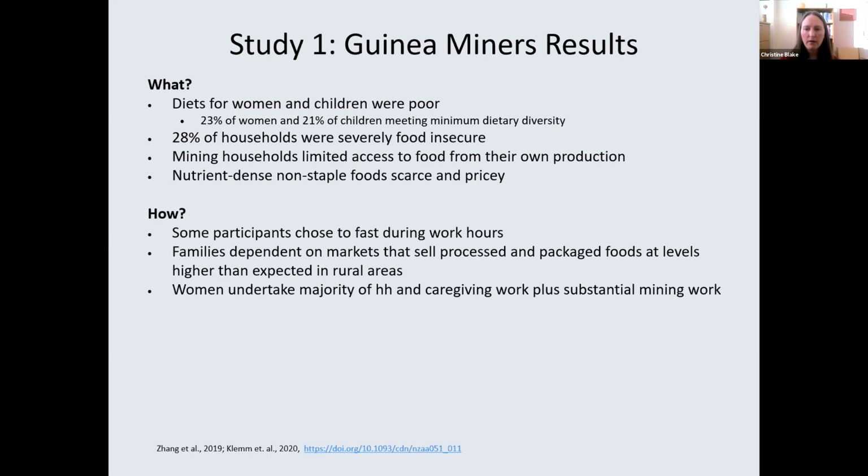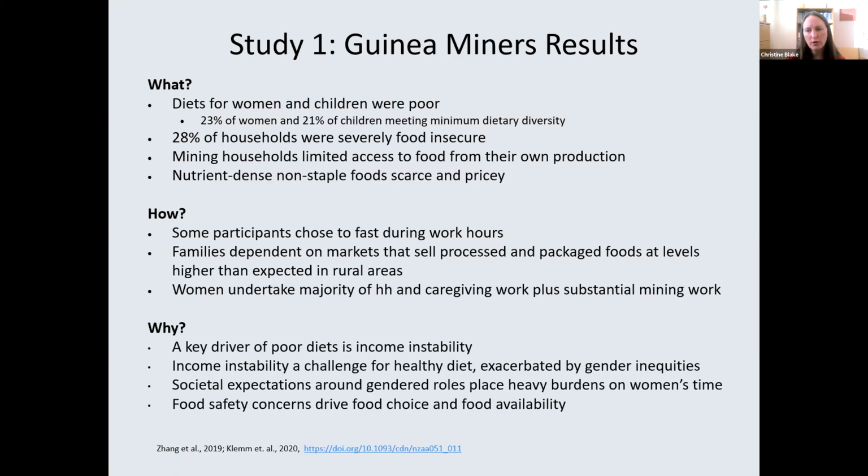And so to gain even more useful guidance for program and policy action, the research design allowed them to address why their participants make these decisions. And they learned that a key driver of poor diets was income instability, a challenge for a healthy diet that was exacerbated by some of the gender inequities, particularly in time use. They noted that societal expectations around gender roles place a heavy burden on women's time.